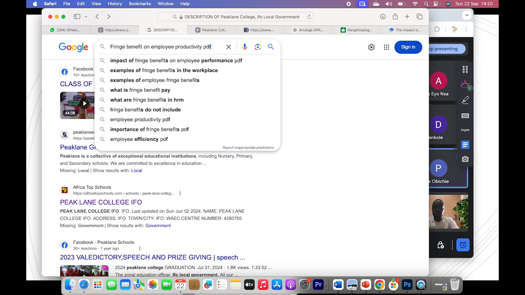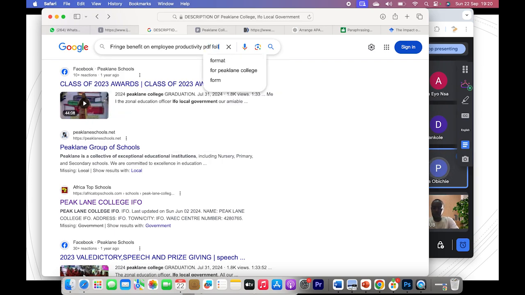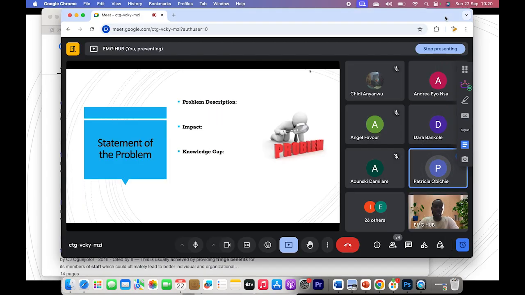Okay, now, so this is a very good topic that we can look at. Now, for me, if this was my topic, the first thing I would do is to download journals around benefits, around organizational performance and productivity, and all the rest of them. Now, if I read up on them, I should be able to understand what is actually happening.